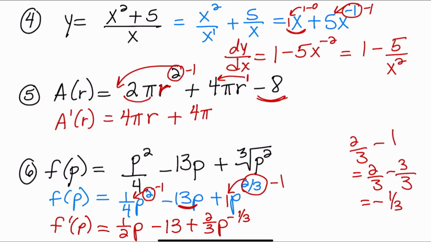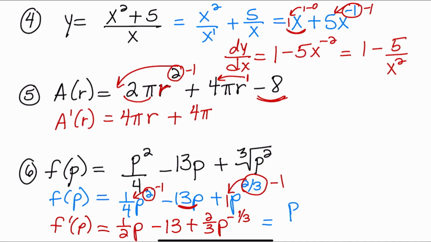And for the most part, you can leave the answer like that, unless your teacher wants you to write it so that you get rid of that negative exponent. In which case, the final answer is going to be 1/2 p, or p over 2, minus 13 plus 2 over 3 cube root of p. And that would be your final answer.